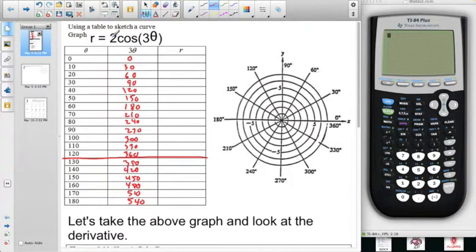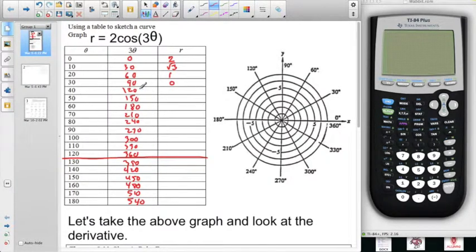If I have the cosine of 3 theta times 2, then cosine of 0 is 1, and 2 times 1 is 2. So we're looking at a radius value of 2. Cosine of 30 is the square root of 3 over 2, and the square root of 3 over 2 times 2 is the square root of 3. Cosine of 60 is a half, and 2 times a half is 1. Cosine of 90 is 0.